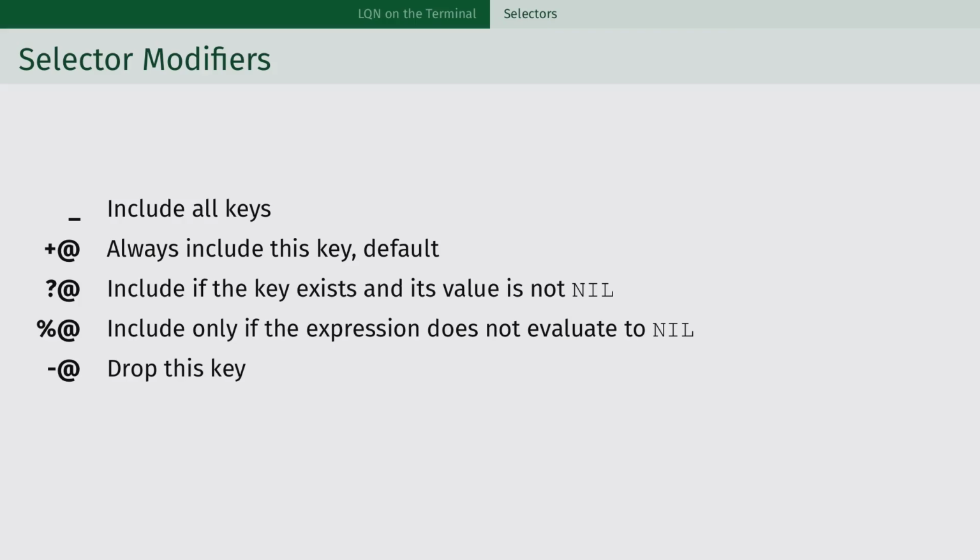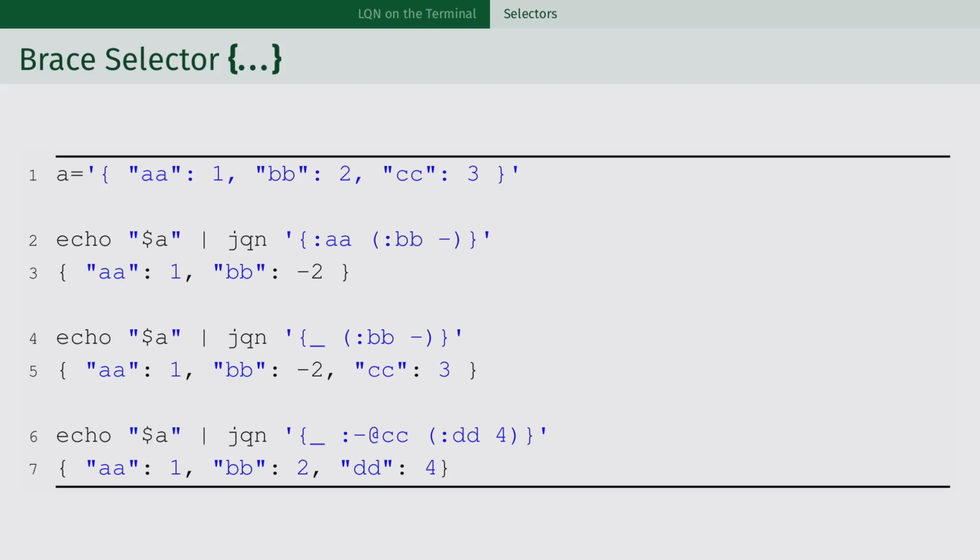Yeah, we already talked about the modifiers. Here are some examples of the brace selector. The most interesting one, perhaps, is this, where we've already seen this, but it's, in my experience, convenient to be able to both modify or drop and add other keys to your objects.